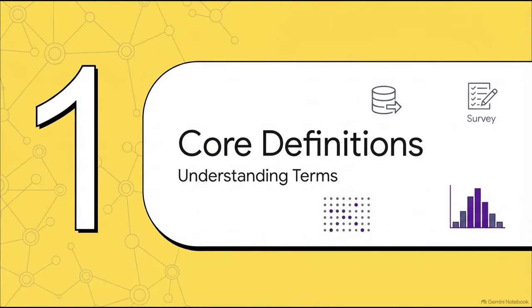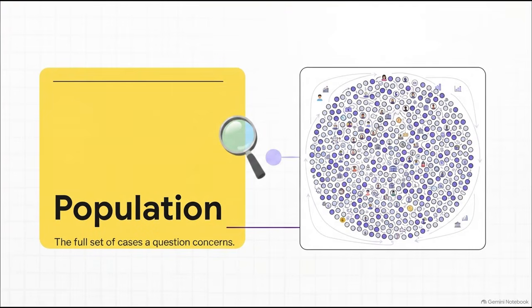Section 1. Understanding the core definitions. To really get a handle on this, we've got to break things down into distinct pieces. Our first foundational term is population. In our world, the population is simply the absolute full set of cases that a specific question cares about. Think of it this way. Data collection defines what is actually recorded, while sampling decides which of those cases actually make it into your final dataset. Together, they shape exactly whose experiences and what conditions your analysis actually represents.